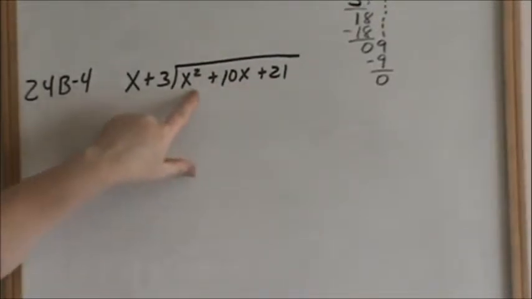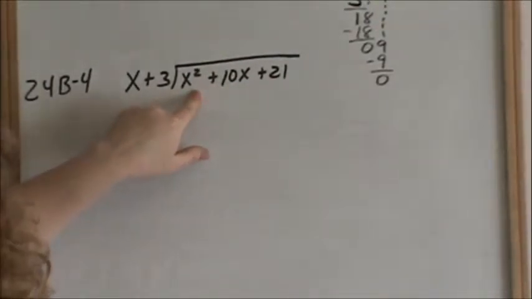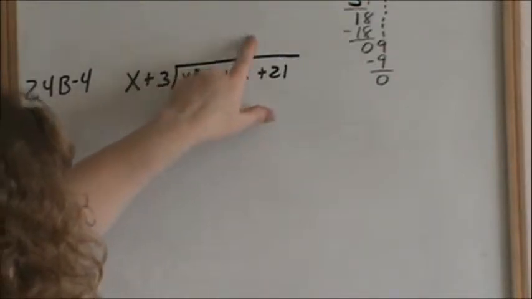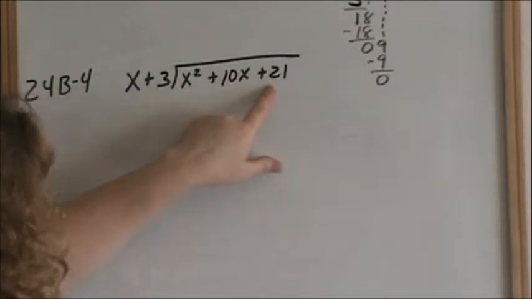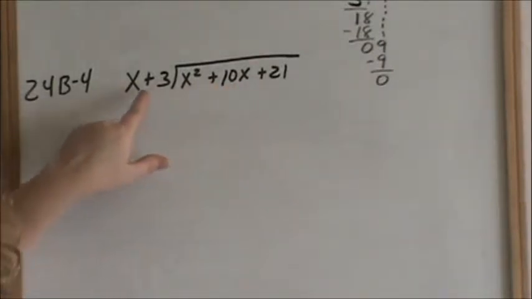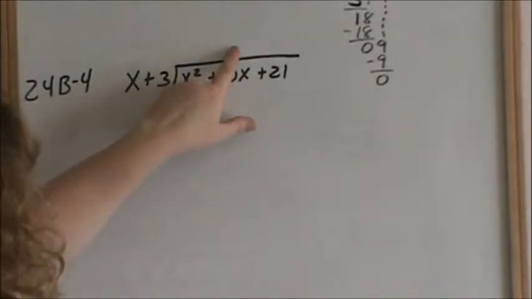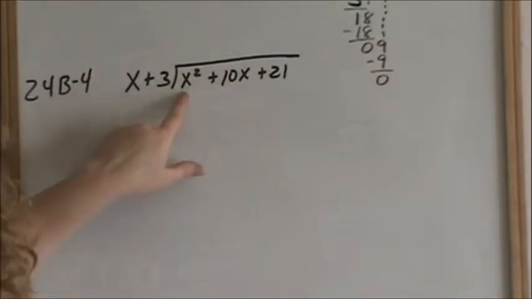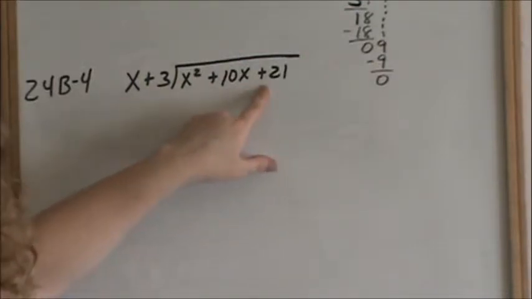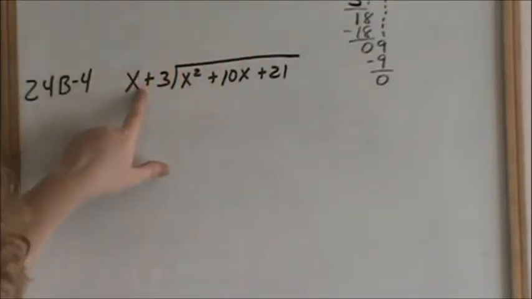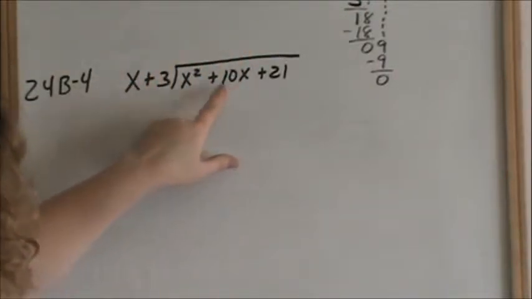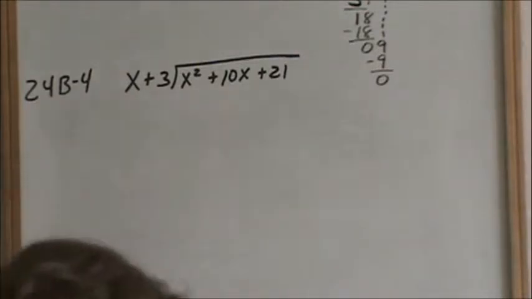Remember, the opposite of division is multiplication. What we're really asking ourselves is what times x plus 3 gives me this trinomial. We have learned that when you multiply a binomial by a binomial, you get a trinomial. So since we have a trinomial here, it is a good guess that our answer will be another binomial. A binomial times a binomial gives you a trinomial. So here's how we do it.